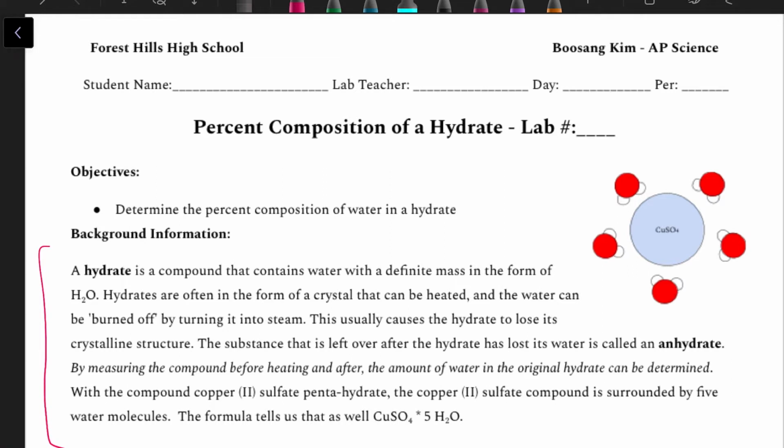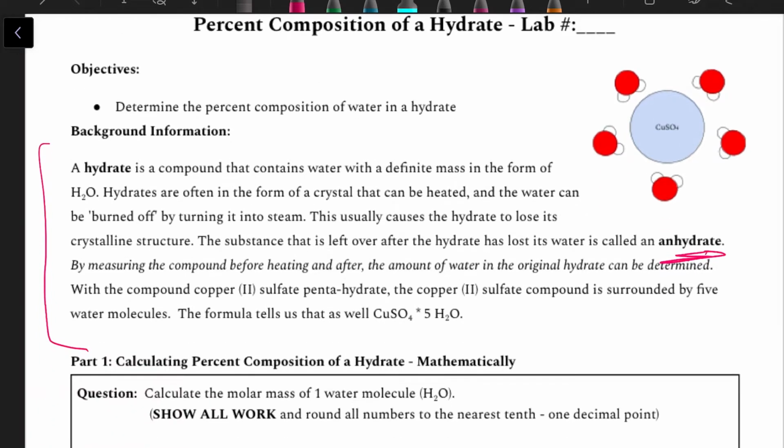It is a compound that contains a set number of water molecules. So for example, we have copper sulfate with 5 different water molecules around it, and they form this crystal. The water can be evaporated away, forming what we call an anhydrate, the compound without the water. Now in this lab, we're going to be working with copper 2 sulfate pentahydrate. So that's our copper sulfate with the 5 water molecules.